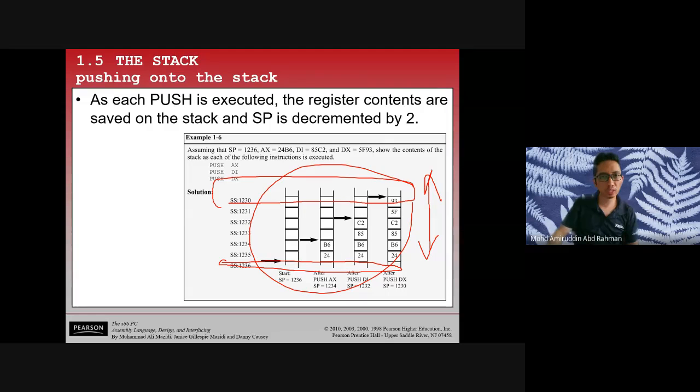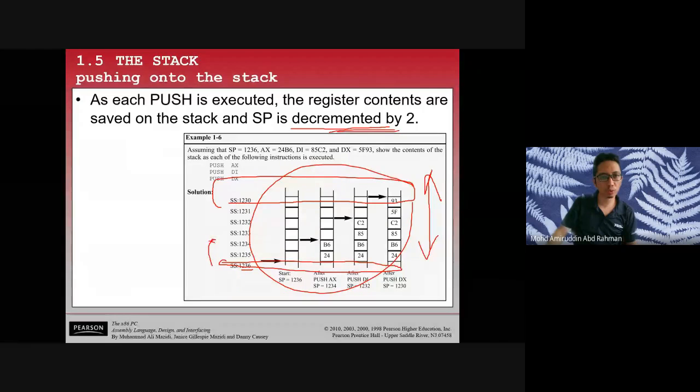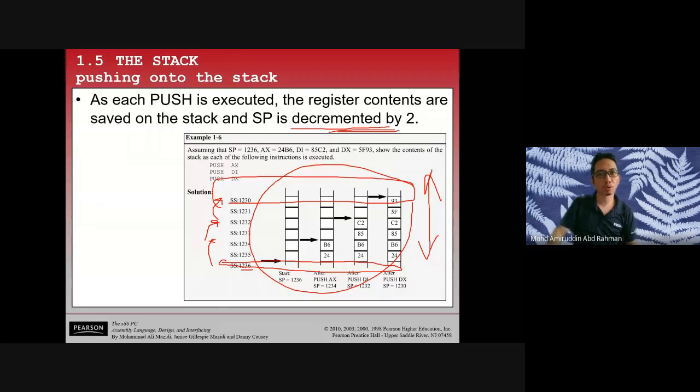So this is what is called decrement, all right? Decremented by 2. It keeps decrementing: 1236 to 1234 to 1232 and 1230. But the information is stackable, so that's why you put the higher bit first rather than the lower bit. Okay, so you put the higher bit. For example here, 24B6.